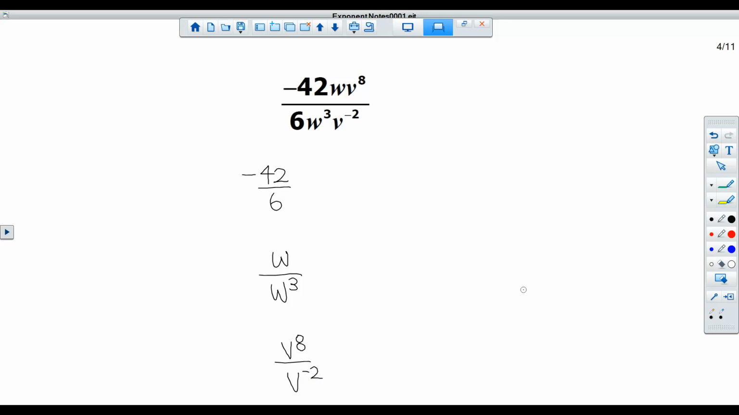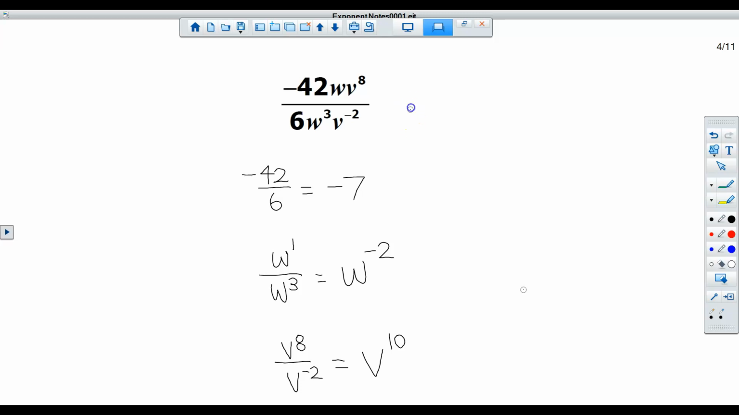Now the coefficient part says to do negative 42 divided by 6, which gives me negative 7. For the w's, I'll subtract the two exponents. This is 1 minus 3, which is negative 2. And then be really careful on this last one, because for the v's, look what you're subtracting. You're subtracting an 8 minus a negative 2. It's not 8 minus 2, it's 8 minus negative 2, which is going to give you v to the 10th power. Be really careful with those signed numbers.